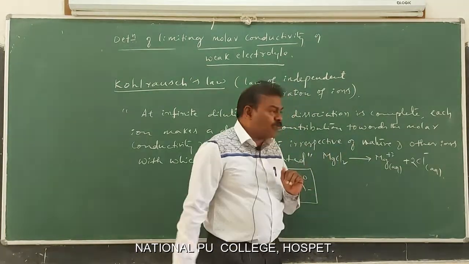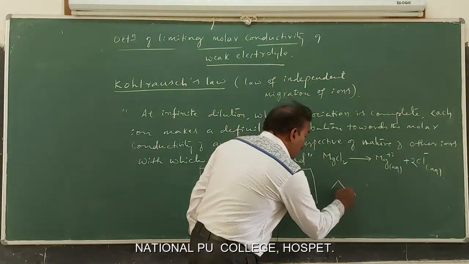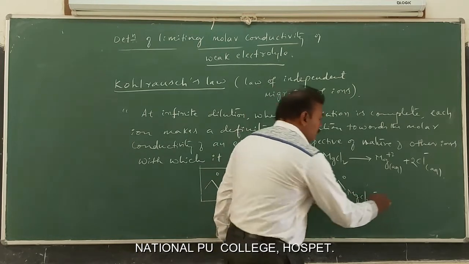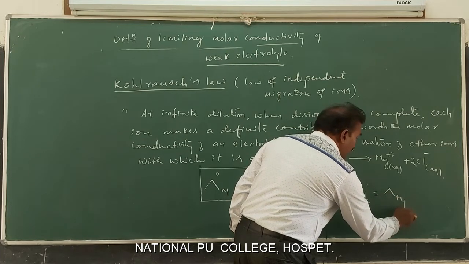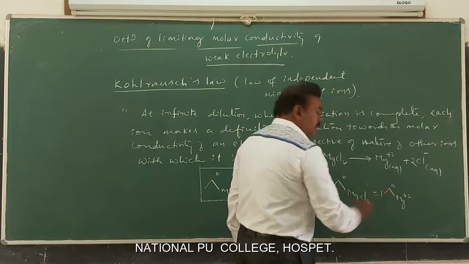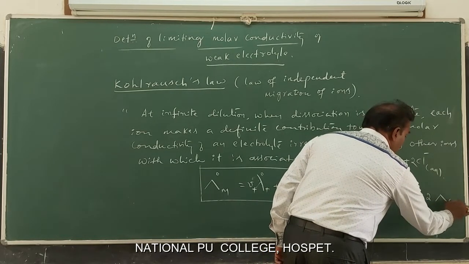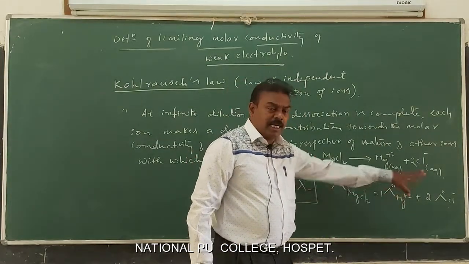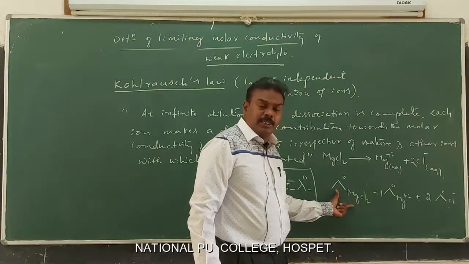Then how to find the limiting molar conductivity of magnesium chloride? The limiting molar conductivity of MgCl2 is equal to the limiting molar conductivity of the magnesium ion, Mg+2 ion, only 1 mole will be there, plus 2 into the limiting molar conductivity of the Cl- ion. The molar conductivity of the cations and anions will be given, so it is possible to determine the limiting molar conductivity of magnesium chloride.